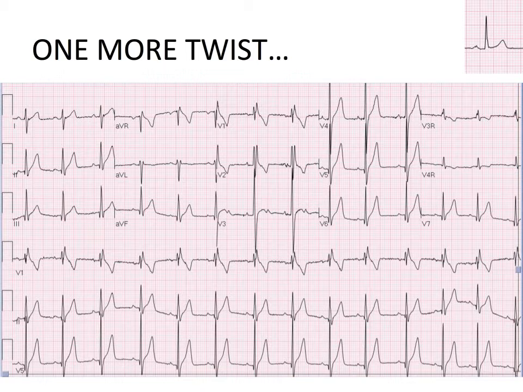One last time, calculate the rate, rhythm, and axis. You should have found that the rate is about 80. The rhythm is sinus because you can see a P before every QRS and a QRS for every P. Given that the QRS is up in both 1 and AVF, you can determine that this EKG has a normal axis. Next, let's calculate our PR and our QTC intervals.